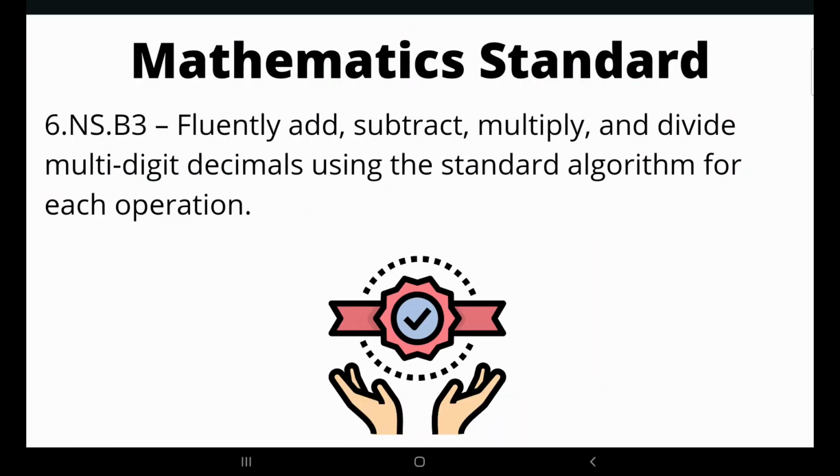Hi everyone, welcome back. Today we're looking again at 6.NS.B.3, fluently add, subtract, multiply, and divide multi-digit decimals using the standard algorithm for each operation. So our previous lesson was on multiplying decimals. Today we're going to continue with multiplying decimals, but using word problems.